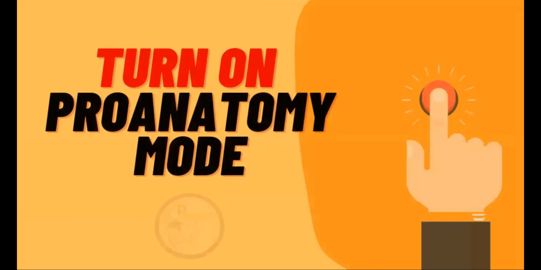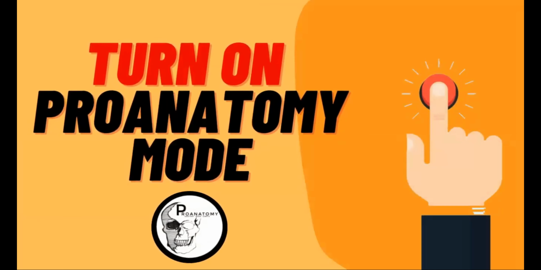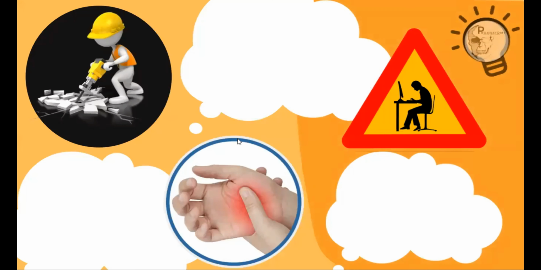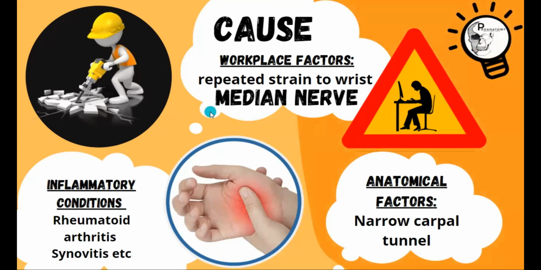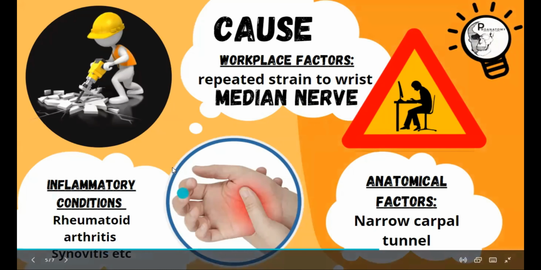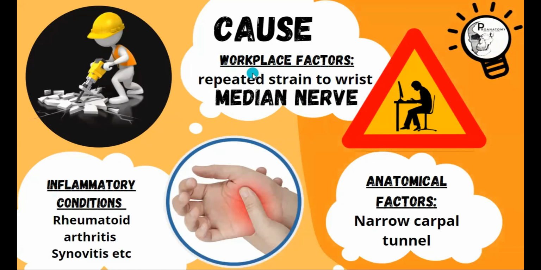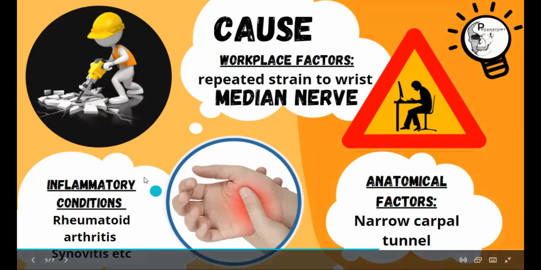So let's turn the pro anatomy mode on to identify the causes behind it. The first and foremost thing to remember is that it is caused by the compression of the median nerve. Let's analyze the causes, dividing them into three types. We have the workplace factors, which precipitate the formation of CTS, the anatomical factors, and the inflammatory underlying conditions causing CTS.